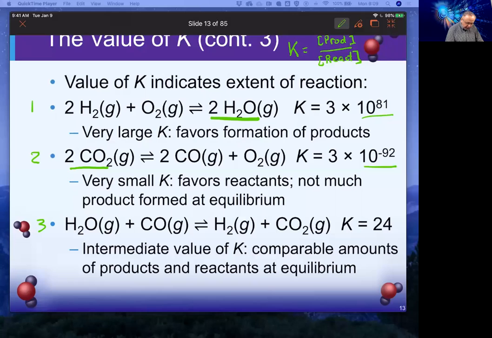And for K3, that's telling us that the equilibrium still favors the products, but there are still going to be significant amounts of H2 and CO. So the ratio is not like 10 to the 80 or 10 to the minus 9.